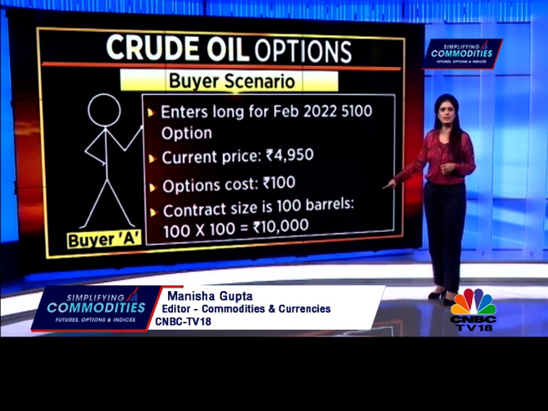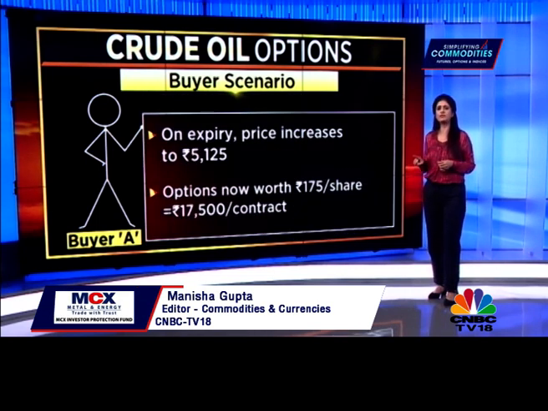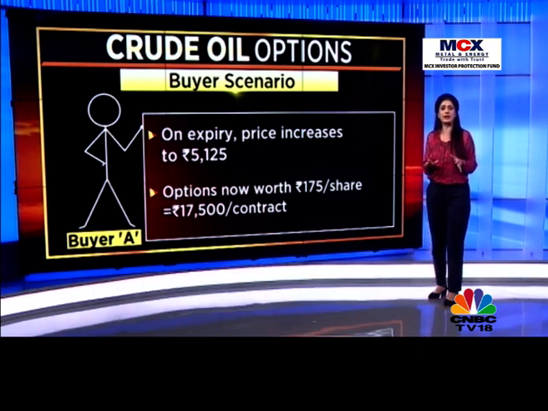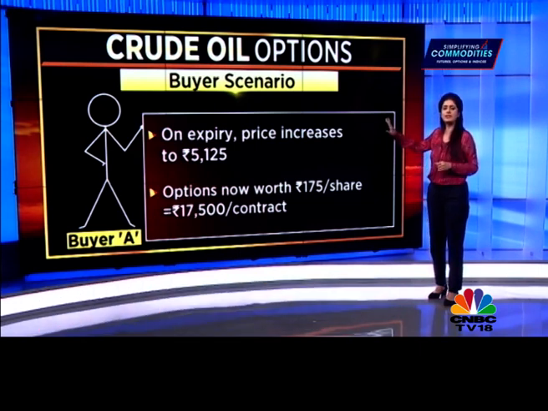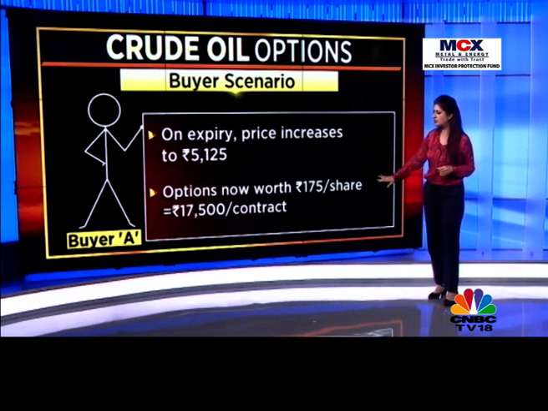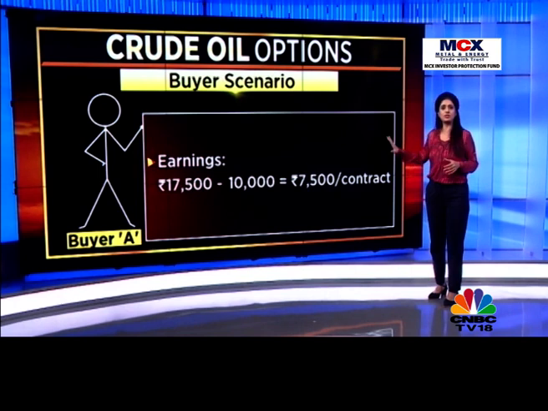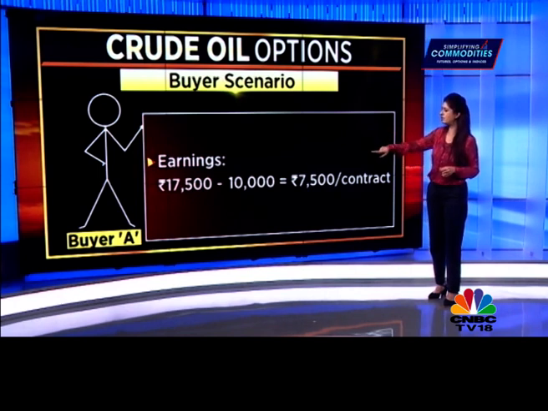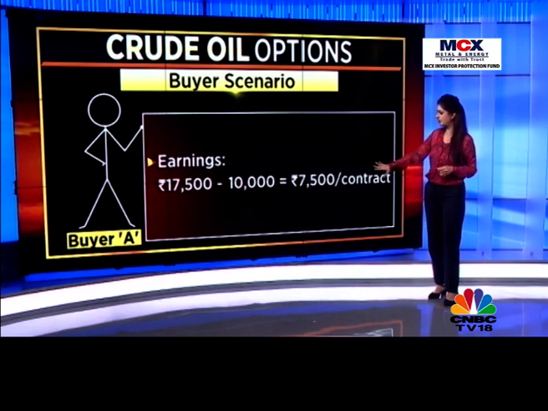If the price rises to 5,125 on expiration, the option would be worth 175 rupees per share, and that would come to 17,500 rupees per contract. So the earnings from this trade would be 17,500 minus 10,000, because 10,000 is what you paid as a premium. Your earning on this contract is 7,500 per contract.